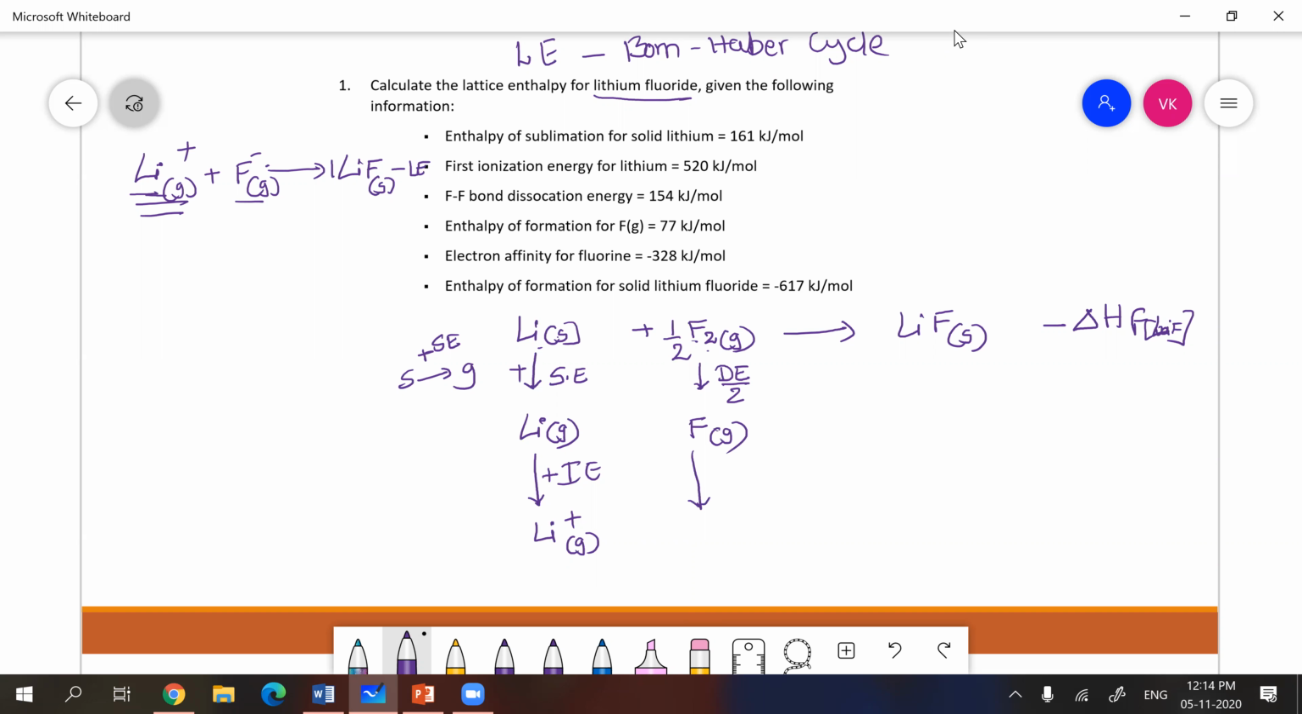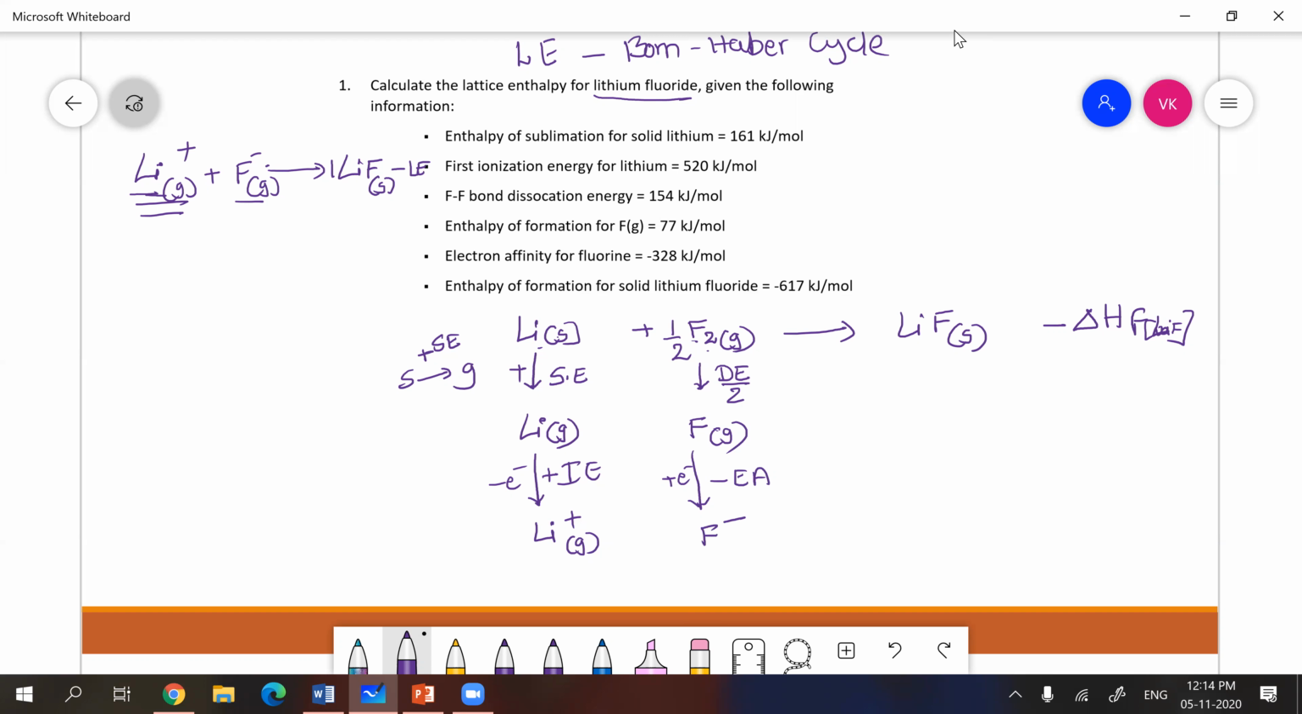Now fluorine has to be converted into fluoride ion. Here an electron has to be accepted by the fluorine, so we should give a plus electron here. The energy released in this process is called electron affinity. Always, the first electron when you are adding, energy will be released. That is said to be minus. Okay, it is converted into fluoride.